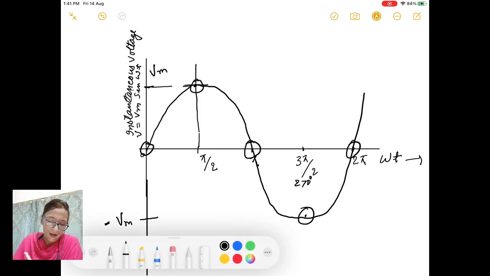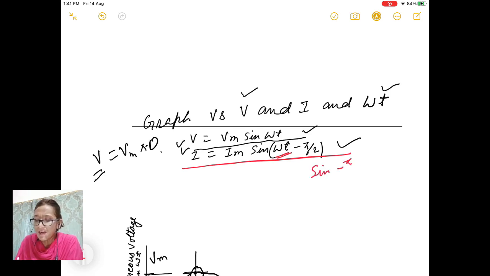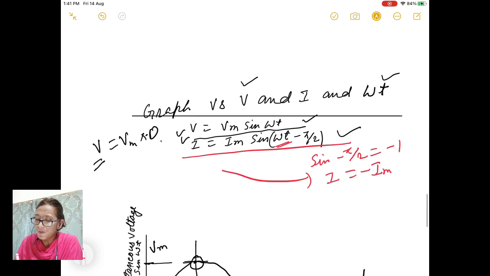Now let us draw a graph for current, instantaneous current versus omega t graph. Firstly we had put omega t as 0 degree. So in this equation, when you put 0, you are left with sine minus pi by 2 because omega t is 0, and sine minus pi by 2 is actually minus 1. So I comes equal to, from this equation, minus I current amplitude.